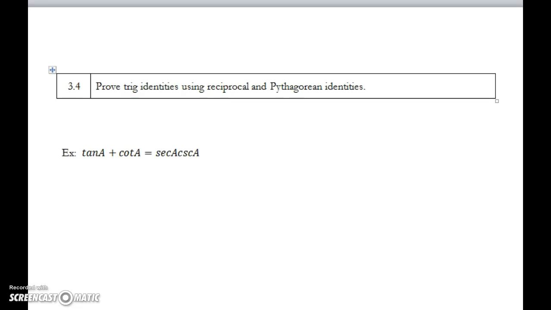Standard 3.4, prove trig identities using reciprocal and Pythagorean identities. Okay, so for this particular standard, our goal is to take a trig identity and show that it's true. And a trig identity looks like what you see here on the screen. Looks like an equation, but we're not solving for A. That's not our job. Our job is to show that one side of the equation is equivalent to the other.